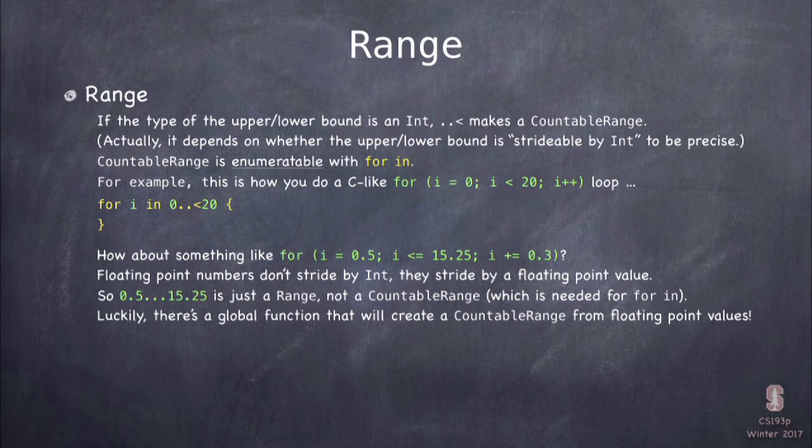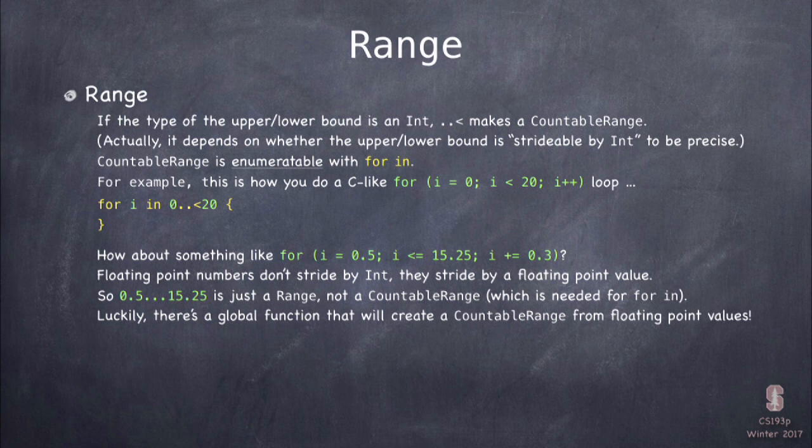Now what about floats? Floats are a little weird. What if I want to do for i equals 0.5, i is less than or equal to 15.25, i plus equals 0.3? How am I going to do that? If I said for i in 0.5 ... 15.25, how does it know to go by 0.3? The answer is it doesn't. In fact, a range like that, 0.5 ... 15.25, is not a countable range. It's just a range. It only knows the start and end. It knows nothing about what's in between. So it cannot be a sequence, and it can't be for-in'd over.